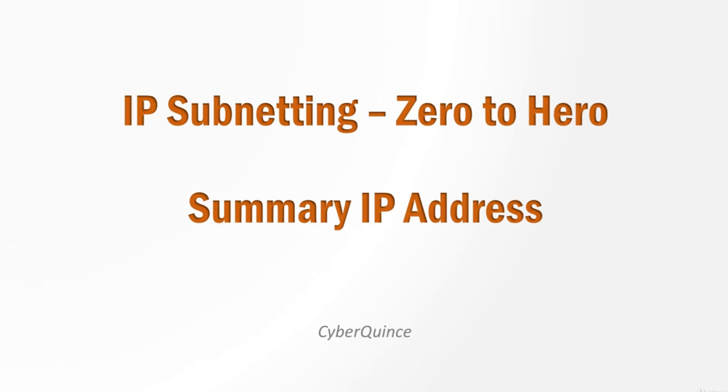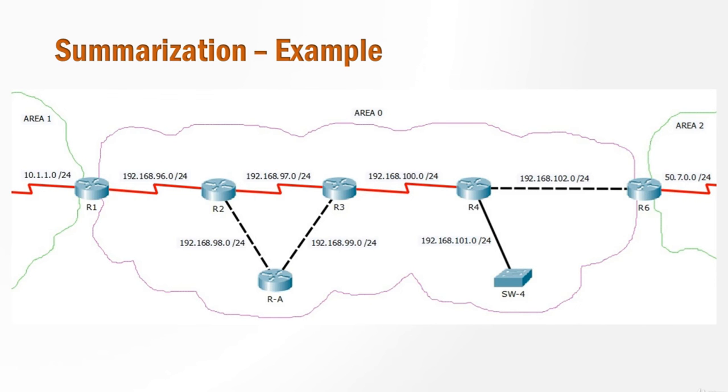Let me go back to the first slide. Okay, so let's imagine that this Area 2 network has a couple more routers in it, and that one of the subnets is this 192.168.103/24 network. If router 6 is configured with this summary IP, it's going to think that all of those subnets from 96 to 103 are to its left, or that they are connected to this interface right here.